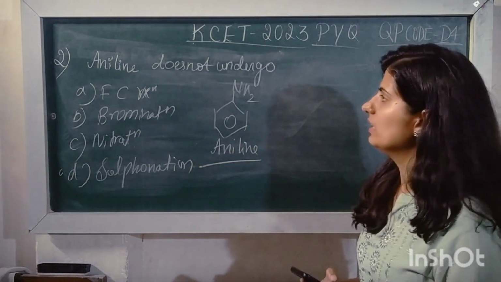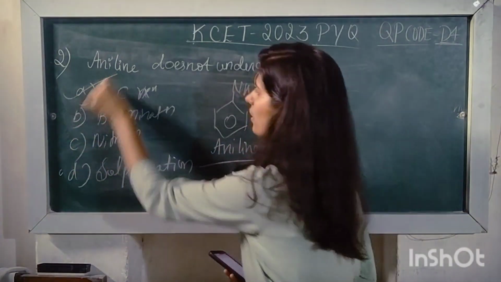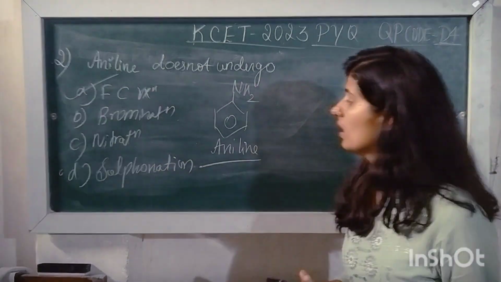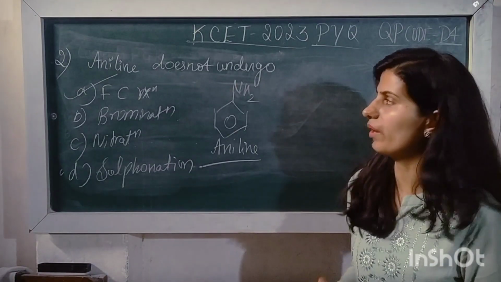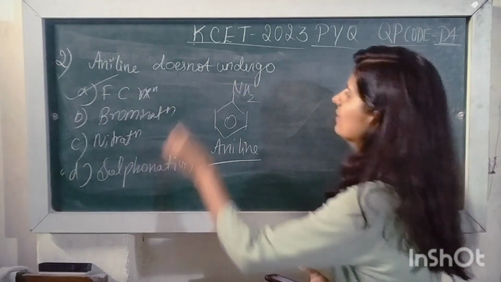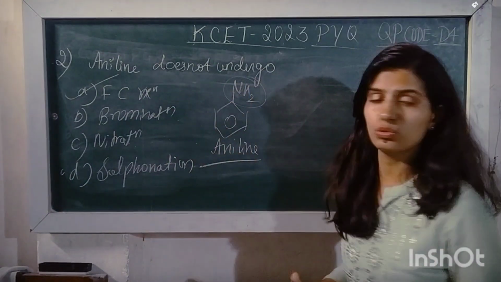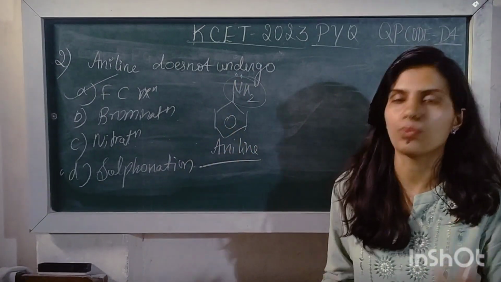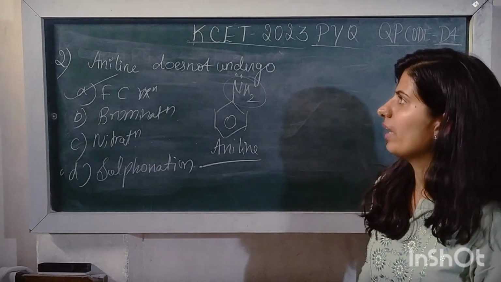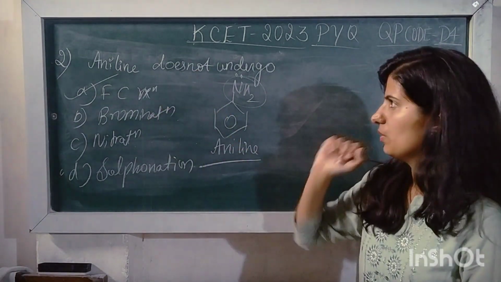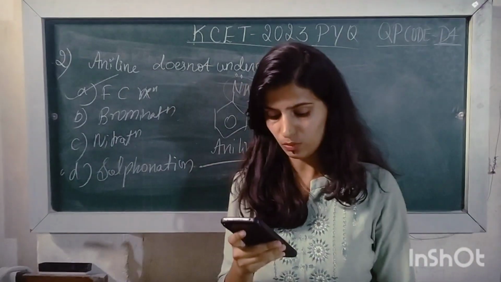We know that aniline does not undergo the Friedel-Crafts reaction, but it can undergo bromination, nitration and sulfonation. But you should know the reason, right? In the Friedel-Crafts reaction, this NH2 group, whose nitrogen has a lone pair of electrons, easily undergoes protonation. This is the reason why it does not undergo the Friedel-Crafts reaction. So next we'll move on to the third question.